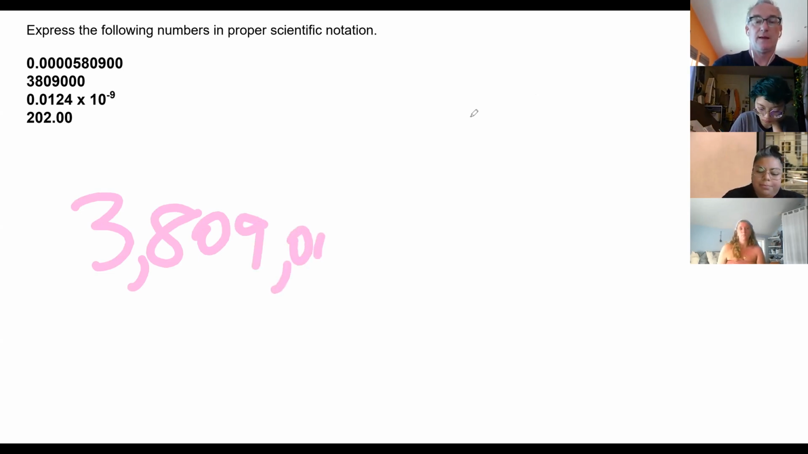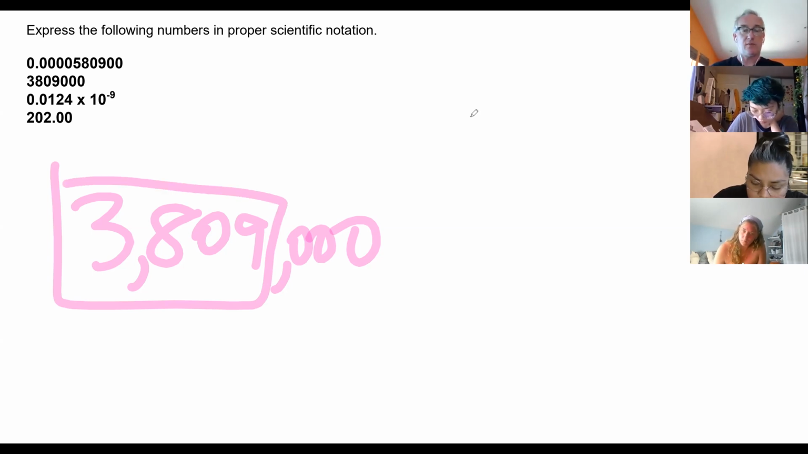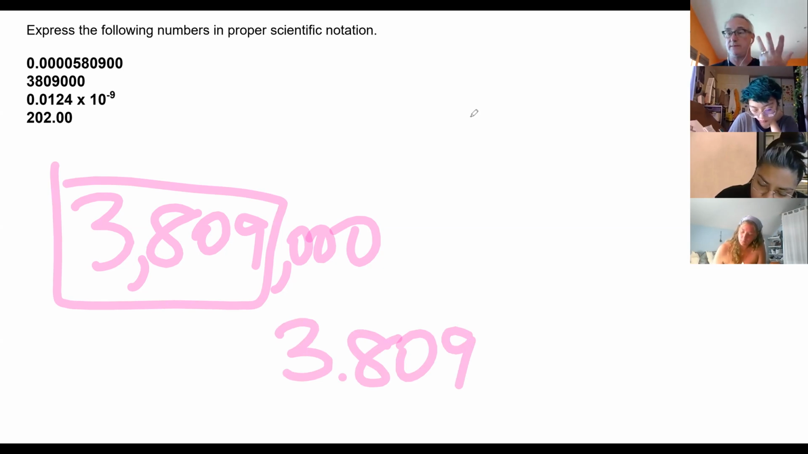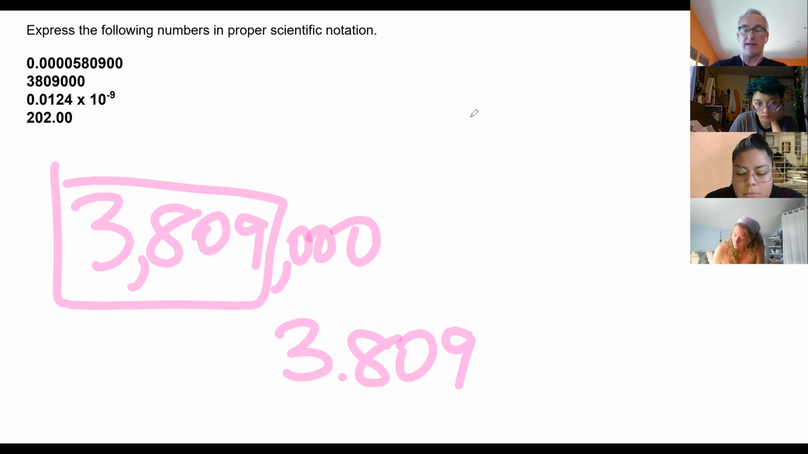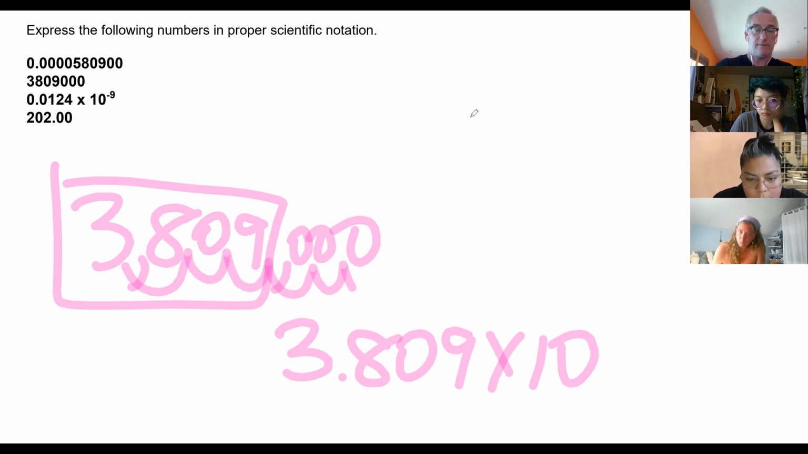So that same number, 3809,000. If you want to do scientific notation, the first thing you do is find out how many significant digits you have. And how many significant digits do we have here? 4. So 3.809, because it's always going to be a number between 1 and 10, more than 1, less than 10. So 3.809 times 10, and then our exponent, like basically how many times do we have to multiply this, is 1, 2, 3, 4, 5, 6. We had to move 6 places from the 3. So that's our answer right there.